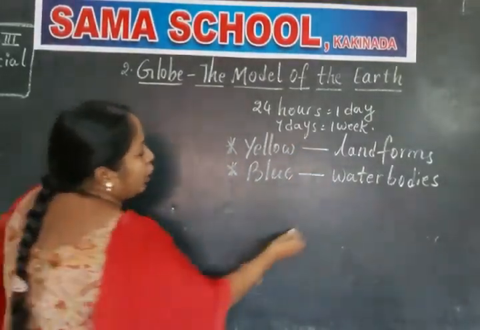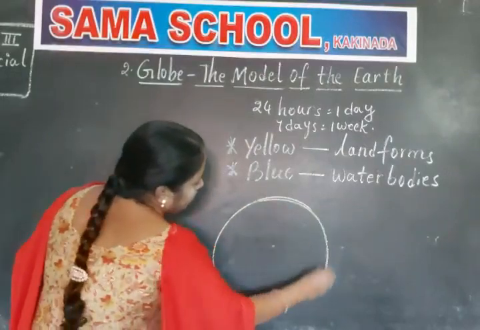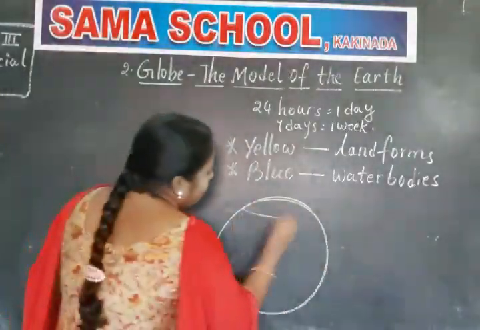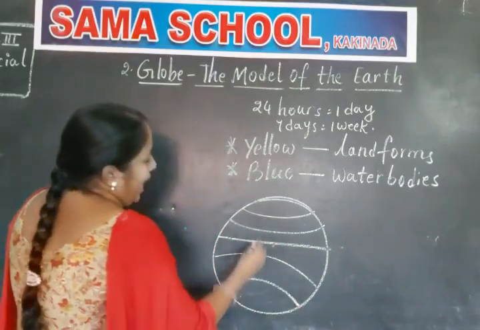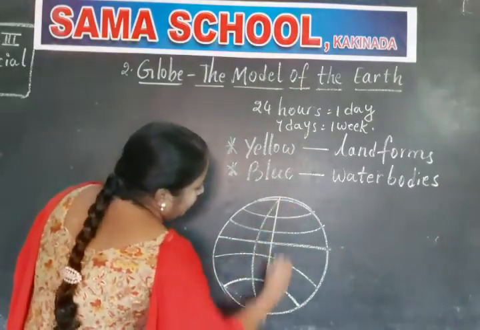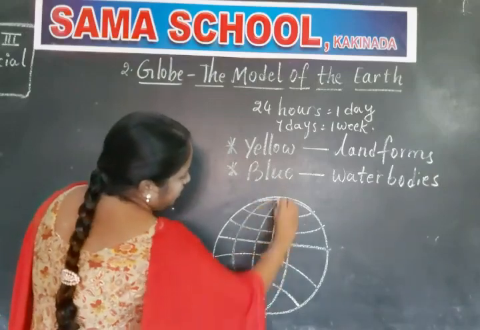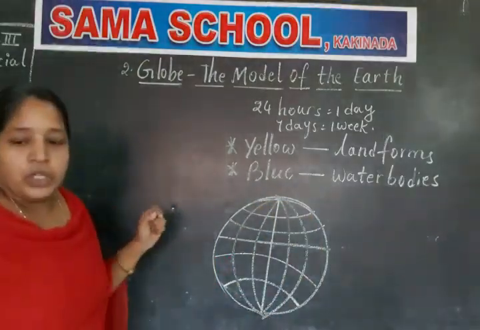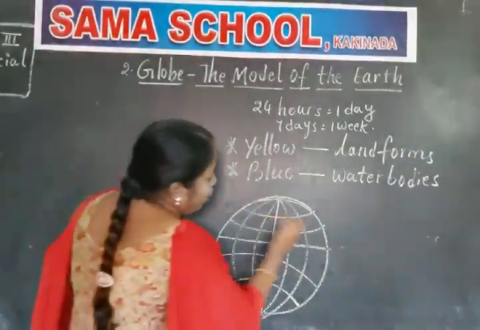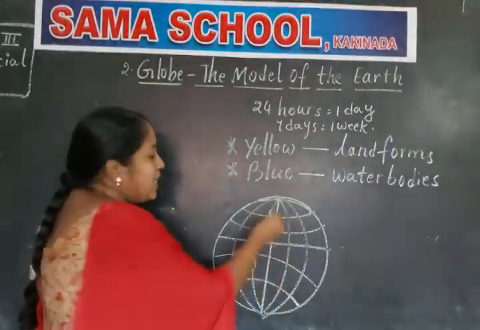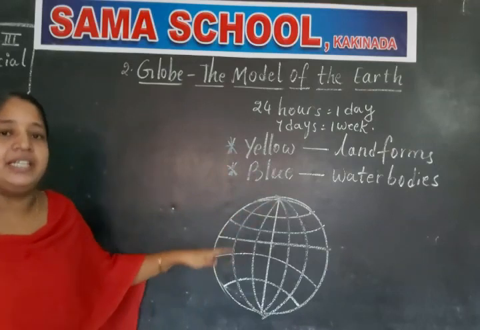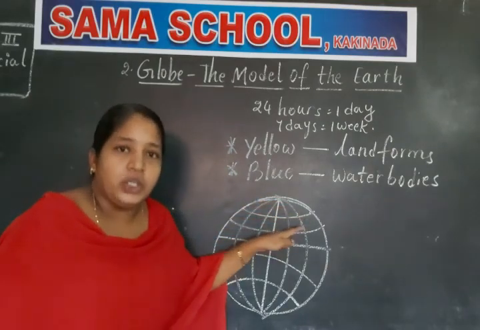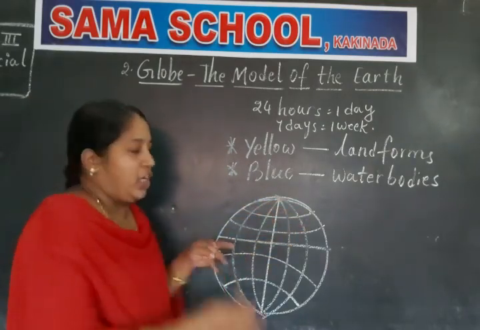Okay. So on the globe, these are the horizontal lines and these are the vertical lines. Clear, children? So on the globe you observe horizontal lines as well as vertical lines. When these horizontal lines and vertical lines, that means when the latitudes and longitudes meet with each other.